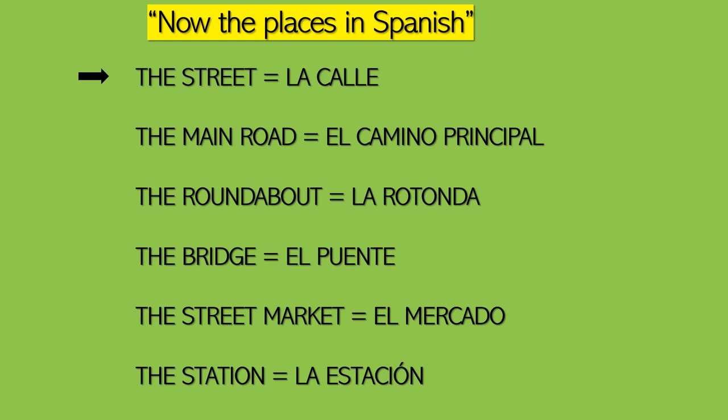I'll be teaching you some places in Spanish. The street, la calle. The main road, el camino principal. The roundabout, la rotonda. The bridge, el puente. The street market, el mercado. The station, la estación. The police station, la estación policial, la estación de la policía.